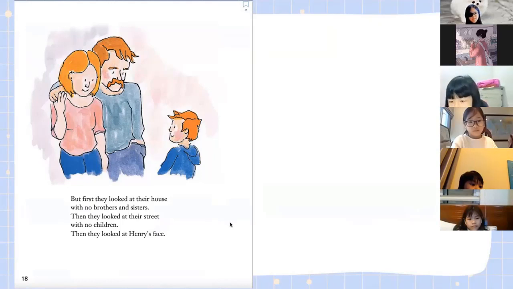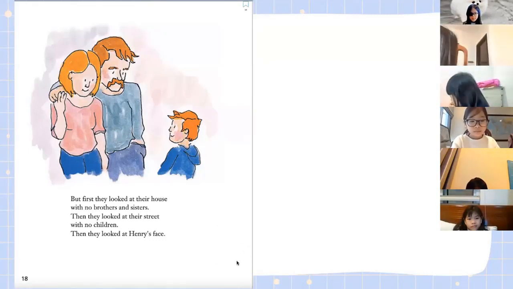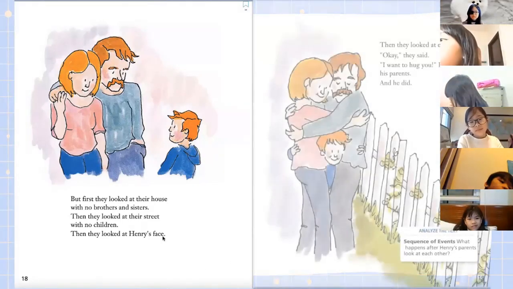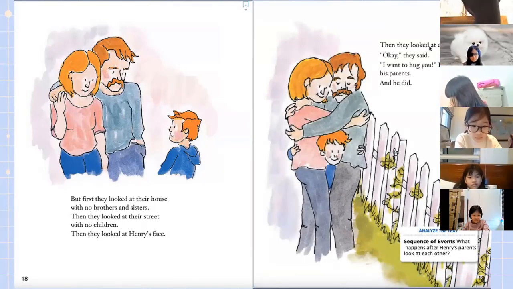So they first looked at their house with no brothers and sisters. Then they looked at their street with no children. Then they looked at Henry's face. So Henry is kind of sad and lonely because he doesn't have any brothers, he doesn't have any sisters, he doesn't have any kids to play with, and he doesn't have a pet. Then they looked at each other.